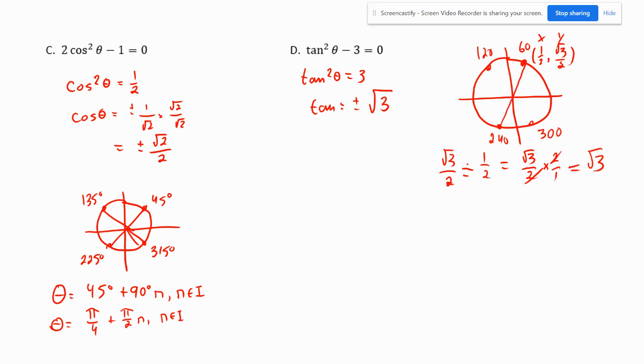But if you look at these two, they are 180 degrees apart. So I'm going to put theta 1 equals 60 plus 180 degrees n. So I'll go plus 180 and then plus 180 is going to take me back to these two guys over here. Theta 2 is going to equal 120 degrees plus 180 degrees n.